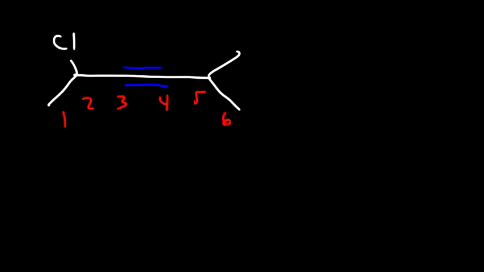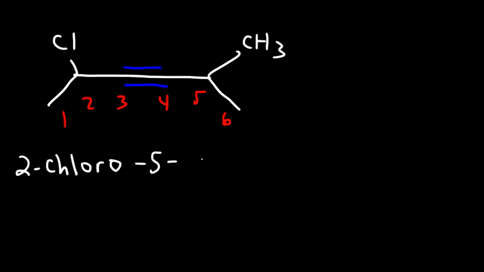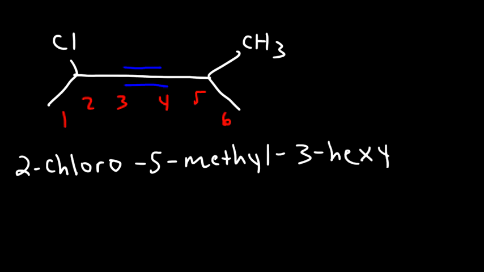Going from left to right, we're going to have the name 2-chloro. And then we have a methyl group on carbon 5. So it's going to be 5-methyl. And we have the alkyne on carbon 3. So that's going to be 3-hexyne because we have 6 carbons in the parent chain.